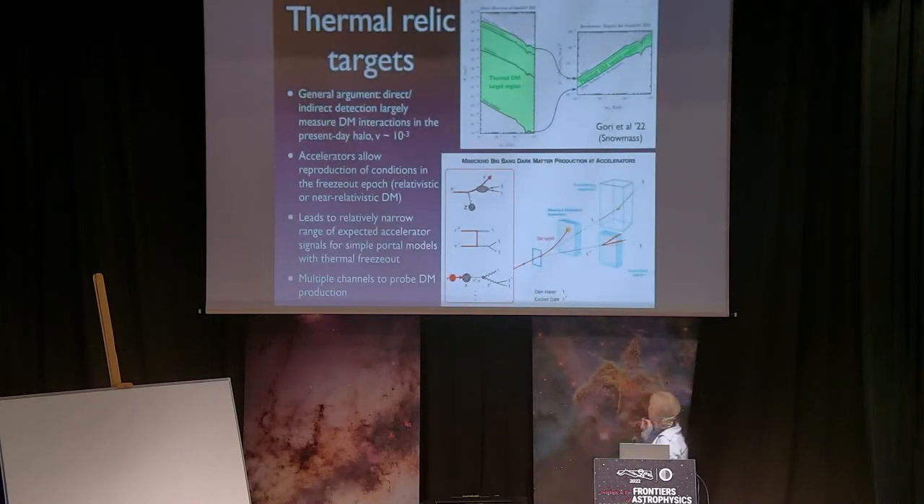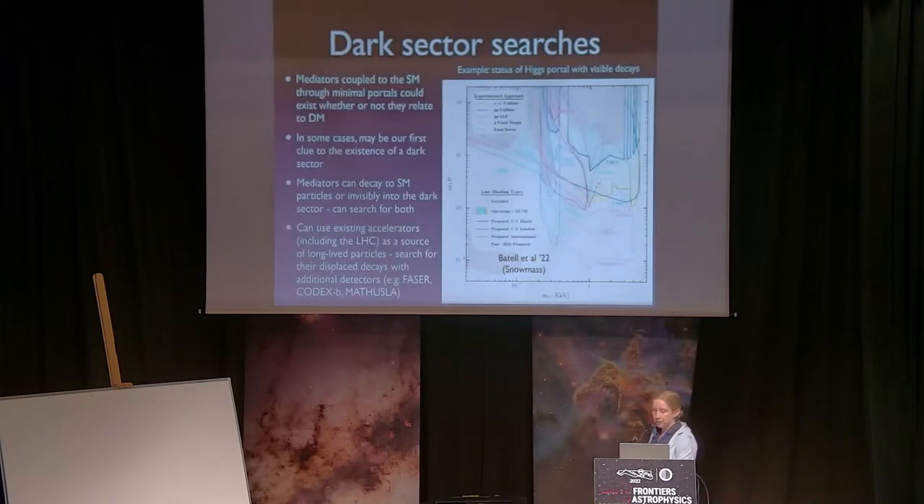So read the Gori et al. report if you want to see all the details of how this works. I guess I'll just say that there are multiple searches for dark matter: for mediators decaying to something invisible, such as the dark matter, with dark matter being produced and causing missing energy; for a mediator being produced and decaying visibly into standard model particles; for the production of long-lived states that can decay at later points. So there are multiple channels by which to probe dark matter production.